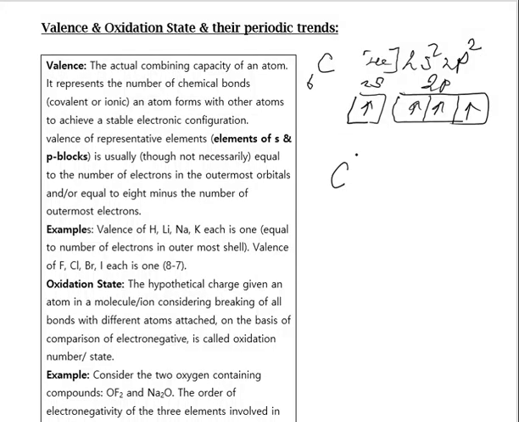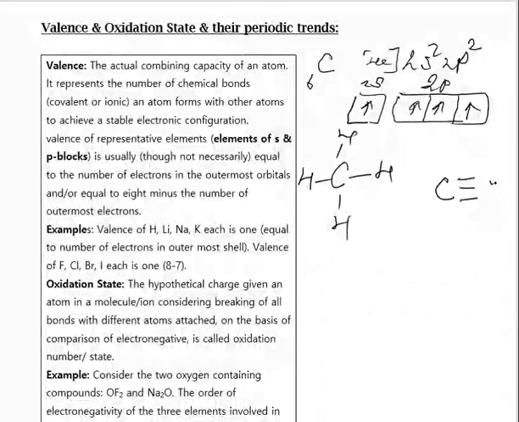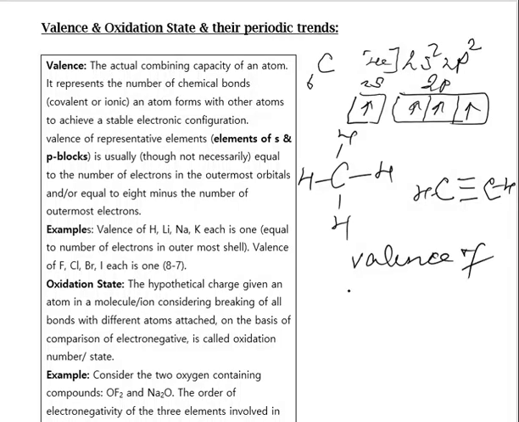See, in methane, each carbon atom forms 4 covalent bonds. Even in ethane or any other organic compound, you will find that each carbon atom forms 4 bonds. So the valence of carbon is 4, which is the number of outermost electrons.